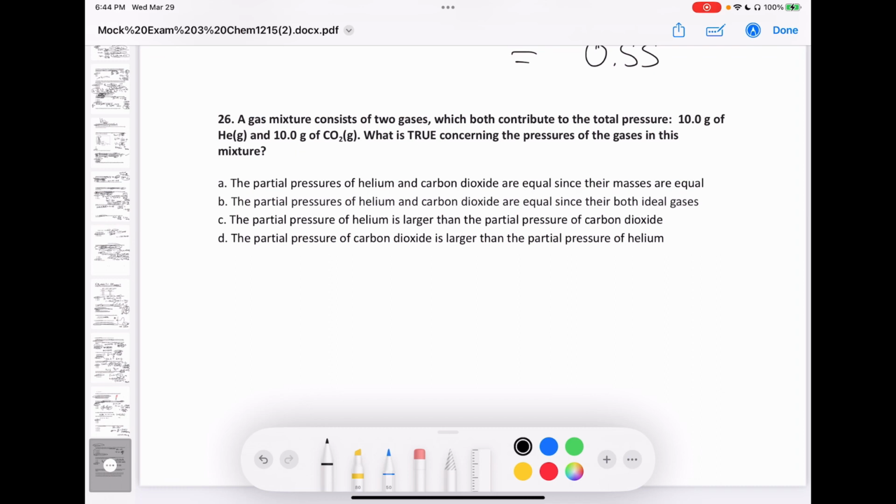We can just, I guess, go by the answer choices and reason things out. The partial pressures of helium and carbon dioxide are equal since their masses are equal. The partial pressures of helium and carbon dioxide are equal since they are both ideal gases. The partial pressure of helium is larger than the partial pressure of carbon dioxide. And the partial pressure of carbon dioxide is larger than the partial pressure of helium. So, let's see.